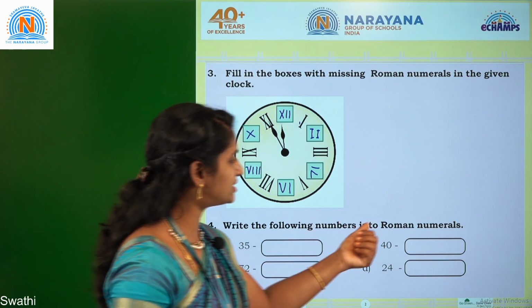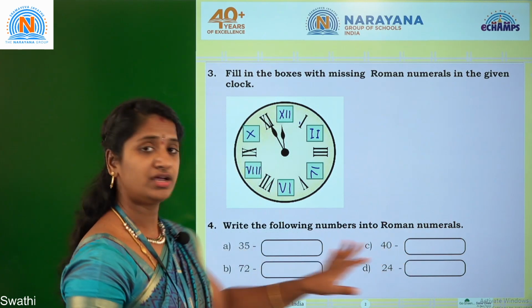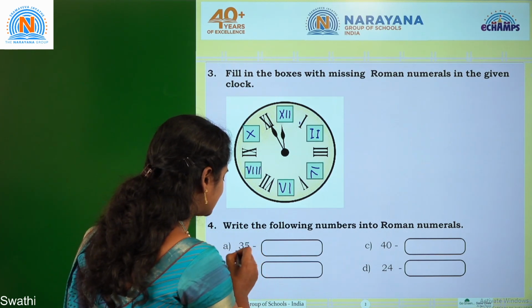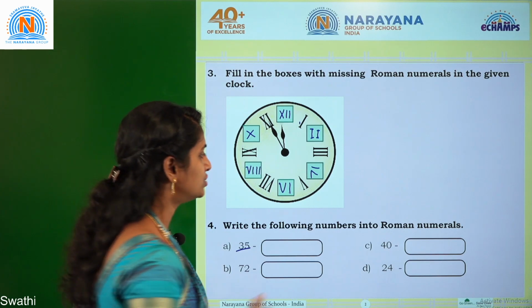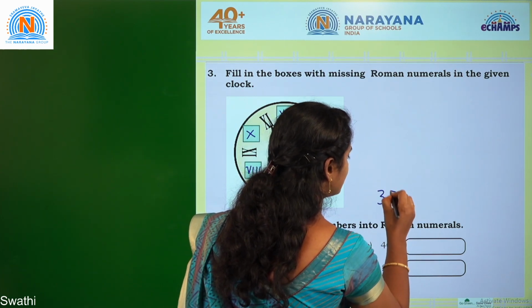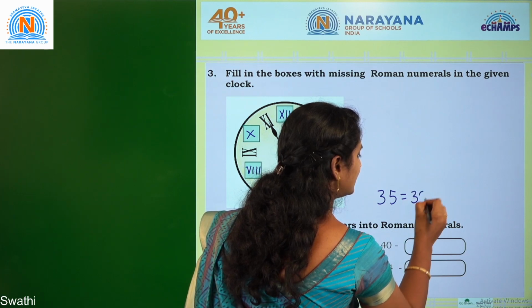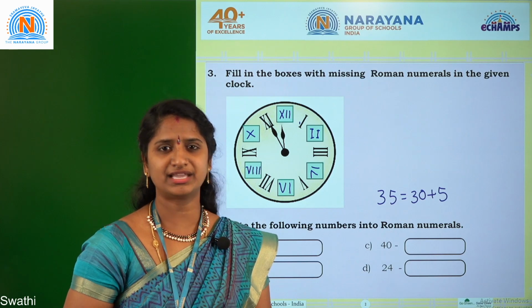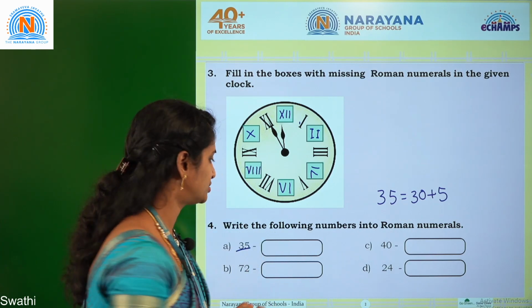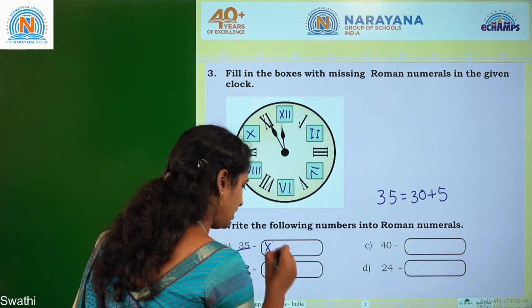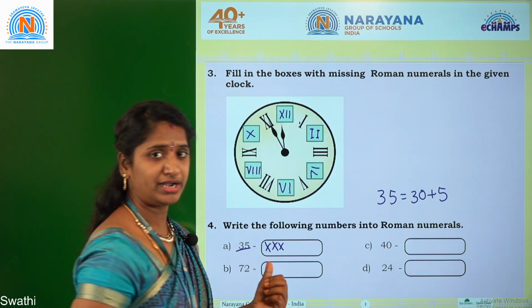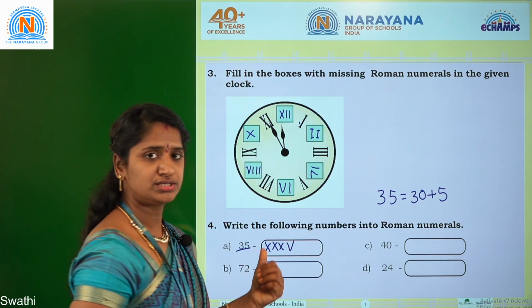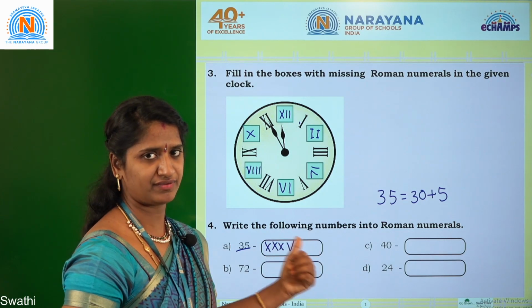Write the following numbers into Roman numerals. Here they have given a few numbers and we need to write these numbers in the form of Roman numerals. So what is this number? It is 35. So now here you can expand this number. 35 means 30 plus 5, right, children? So how can I write 30? 30 means XXX, 10 plus 10 plus 10. So it means 30. 5 means what is the symbol of 5? V. So XXXV is 35.